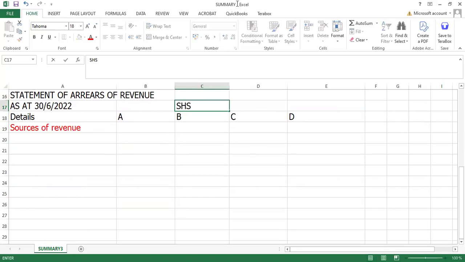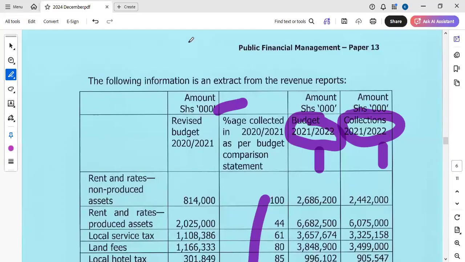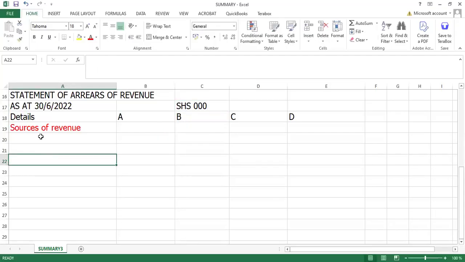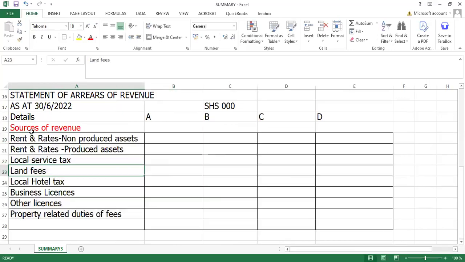Let me see our figures. We can keep our figures in a thousand based on the question. So we can say shillings in a thousand. Now, let me first draft the sources of revenue. You can first capture all your sources of revenue as per the question.